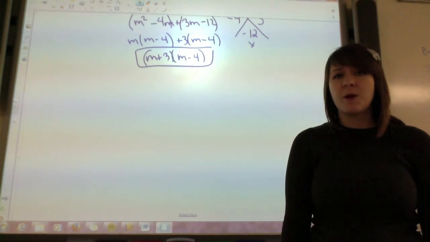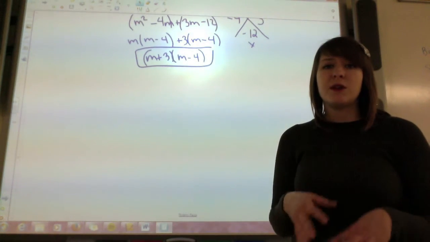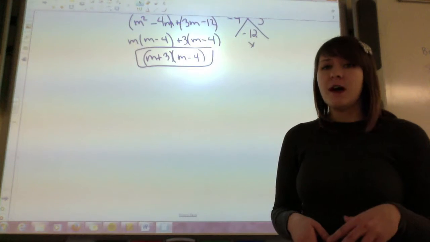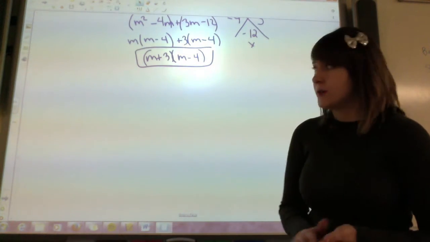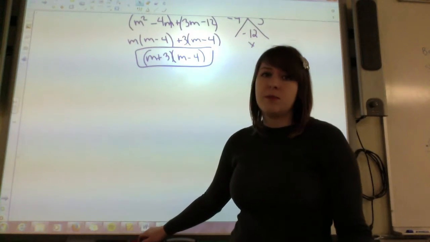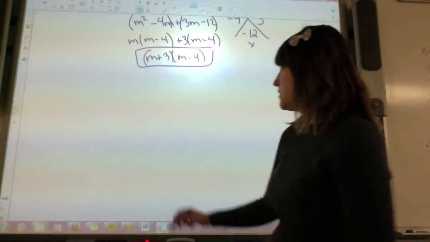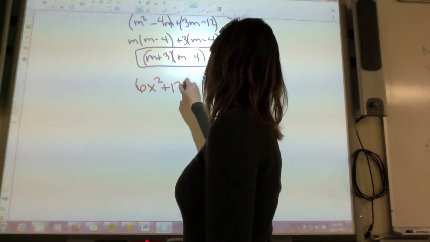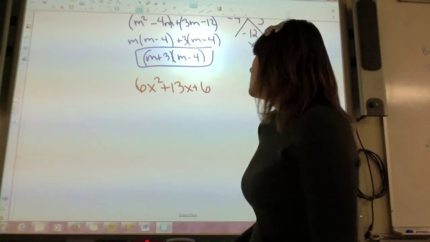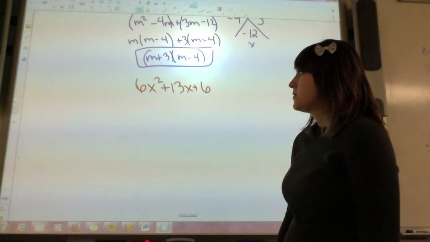Alright, so those types of problems are the easiest types of problems, but sometimes we can run into a little bit trickier stuff, and that is when we have a coefficient in front of our highest term, or our x squared term. So the next example we have is something like 6x squared plus 13x plus 6.